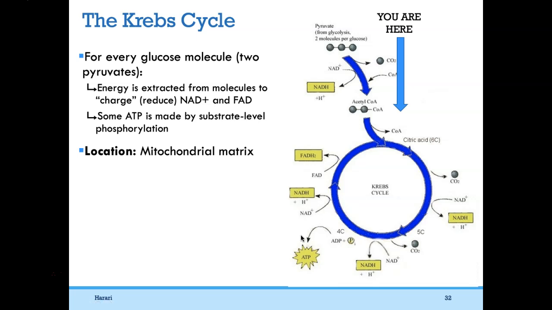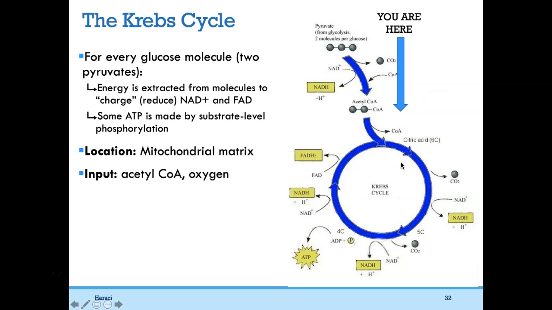All of this occurs in the matrix, and this is taking you from the glycolysis. This is pyruvate. This was the prep reaction. We removed the CO2, we made an NADH, and we started off with acetyl coenzyme A. This is the first starting product. This is the input into the Krebs cycle. The reason why the Krebs cycle is called the citric acid cycle is because the first step is to add this 2-carbon acetyl coenzyme A to a 4-carbon molecule to make citric acid. Citric acid is a 6-carbon molecule.